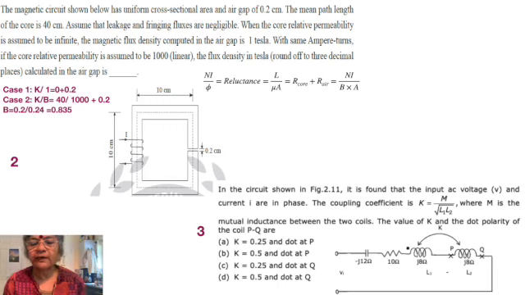Okay, or K equal to 1, where M is the mutual inductance between the two coils, the value of K and the dot polarity of the coil P and Q. Okay, so now we see that for resonance condition, minus J12 is equal to L1 plus L2 plus or minus 2M. So we are having L1 plus L2 as 16.